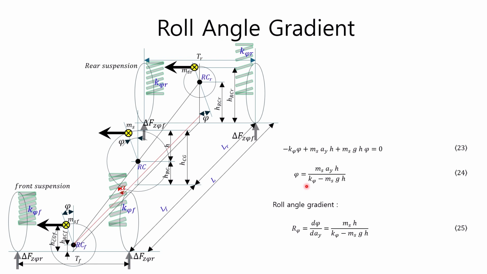By definition, the roll angle gradient is the value obtained by differentiating the roll angle with respect to the lateral acceleration, as shown in the second term of equation 25. Therefore, if we differentiate equation 24 with respect to the lateral acceleration ay, we can find the roll angle gradient as shown in the last term of equation 25. As shown in equation 25, the roll gradient is proportional to the sprung mass ms and the height from the roll center to the sprung center of gravity, and inversely proportional to the value obtained by subtracting the roll moment generated by the sprung mass from the sum of the front and rear roll stiffness.